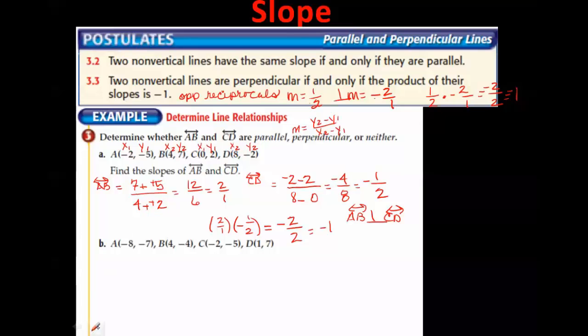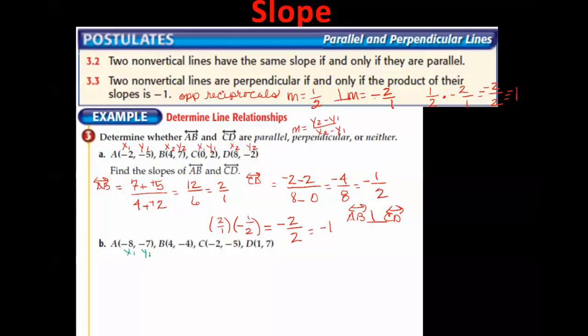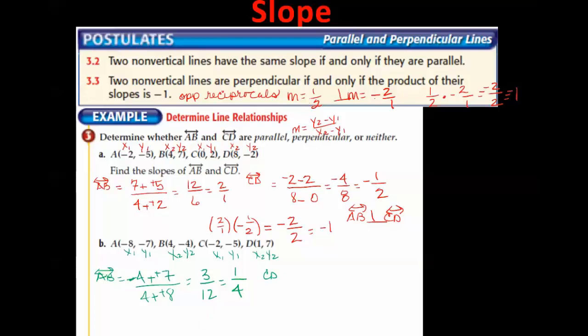So let's look at this next one. Let me change pen colors just in case I get too close so we can tell who's who. I'm going to go with green. x1, y1, x2, y2, and then for line CD, x1, y1, x2, y2. So for AB, I'm going with negative 4 minus a negative 7 over 4 minus a negative 8. Remember, two negatives make it positive, so negative 4 plus 7 would give me a 3. 4 plus 8 will give me 12. 3 will go into 3 once, 3 will go into 12 4 times. So that's reduced.